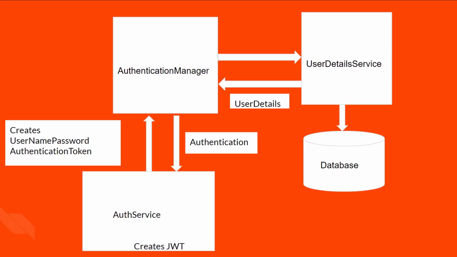Okay, so let's go back to our diagram and see where we are. We implemented the part where we create the username password authentication token. We pass this token to authentication manager's authenticate method, which in turn calls the user details service. We also implemented the logic to read the user from the database and return the user details to the authentication manager. So now this authentication manager verifies our credentials in the background, and if they are matching, it returns us an object called authentication. That means we have implemented the authentication functionality, but not completely. We still have to create JSON Web Tokens and send it as a response to the client.